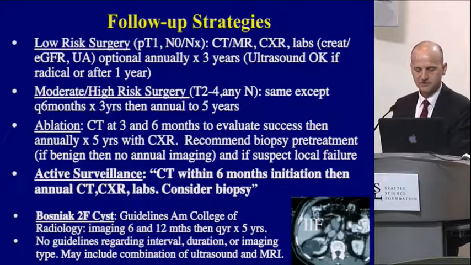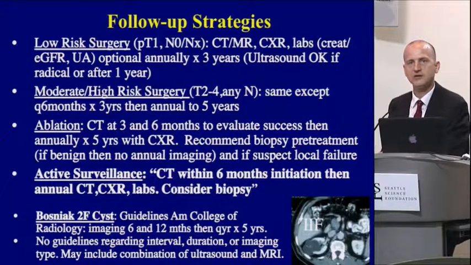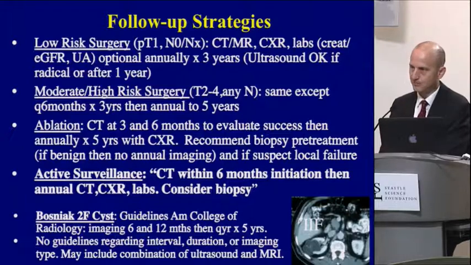What about active surveillance? Guidelines suggest CT within 6 months, then annually, and considering a biopsy for those patients. What about, we talked about Bosniak cyst, what about the cystic lesions, particularly the Bosniak 2F cyst? The American College of Radiology suggests imaging at 6 and 12 months and annually for 5 years. It's a lot of imaging, especially since the majority of these patients don't have cancer. So we don't have good guidelines here, and this is something that I think we need more follow-up, more direction from our societies.